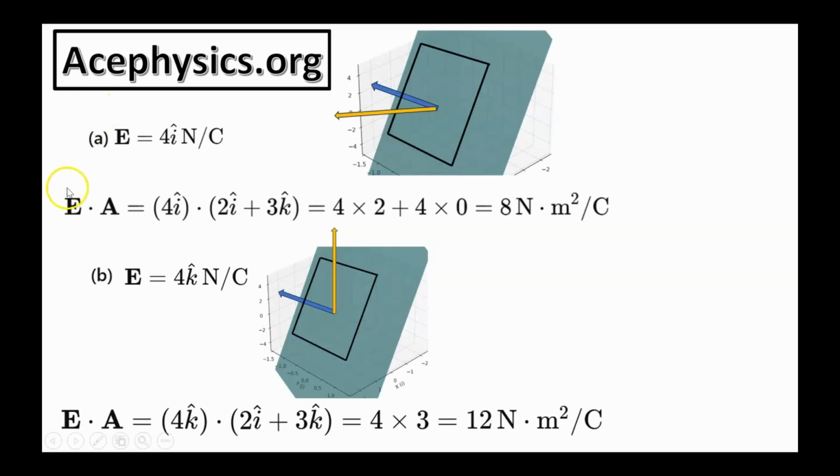For part A, the electric field dot the area vector is this calculation, and it's equal to 8 newtons meters squared per coulomb. For part B, where the electric field points in the z direction, the flux is equal to this electric field dot the area vector, and that's equal to 12 newtons meters squared per coulomb. For this example, there are more field lines piercing the surface in case B compared to case A. The area and the magnitude of the electric field are the same in both cases, but the flux is 12 flux units in one case and 8 flux units in the other.